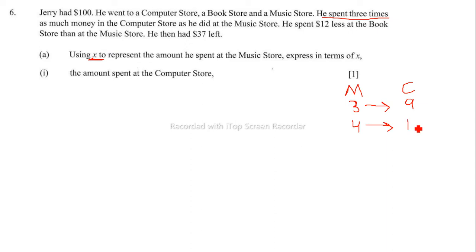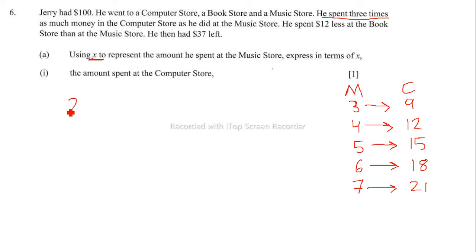12. If he spent $5 in the music store, how much did he spend in the computer store? 15. Very good, because 3 times as much. If he spent $6 in the music store, how much did he spend in the computer store? 18. And finally, if he spent $7 in the music store, how much did he spend in the computer store? 21. Very good.